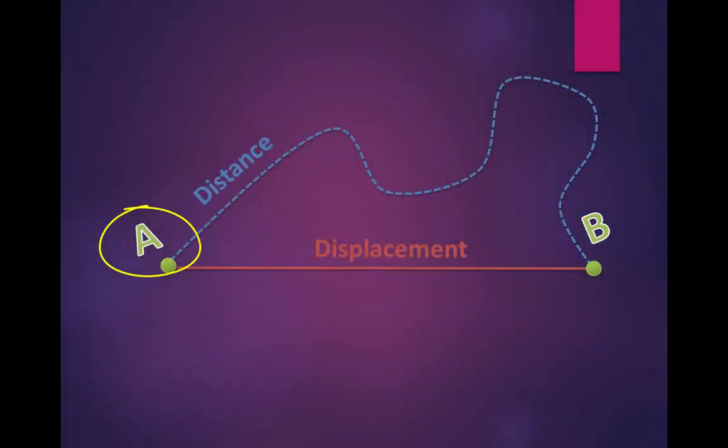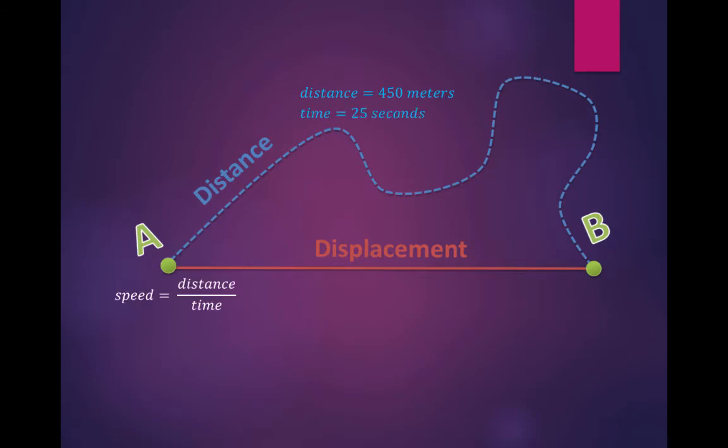This example shows a journey from point A to point B. To calculate speed, we look at the distance of the journey along the path, which is the blue line. Let's assume the distance is 450 meters and the trip takes 25 seconds. Speed equals distance over time. v equals d over t. Subbing in distance and time, we have speed equals 450 divided by 25 seconds. The speed for this trip is 18 meters per second.